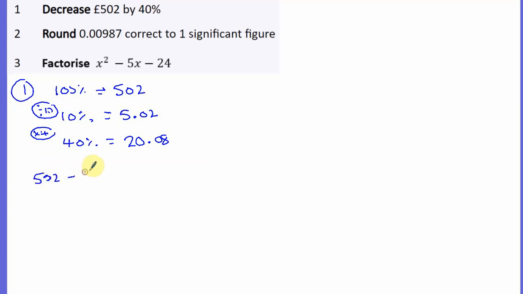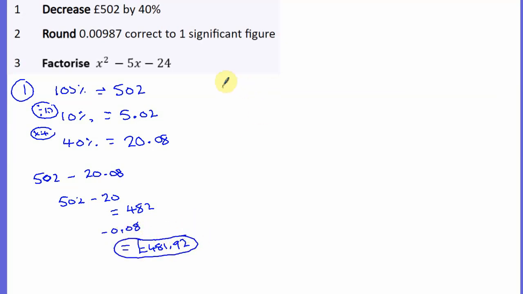So what I need to do now is decrease, so I need to do a subtraction. 502 subtract 20.08. I'm going to take off the £20 first, then I'm going to take off the 8 pence because it's a lot easier than doing a column subtraction. So take away 20, that's going to take us to 482. Then I'm going to subtract my 8 pence. So that's going to be, in terms of money, £481 and 92 pence.